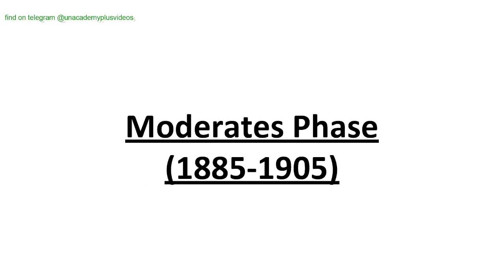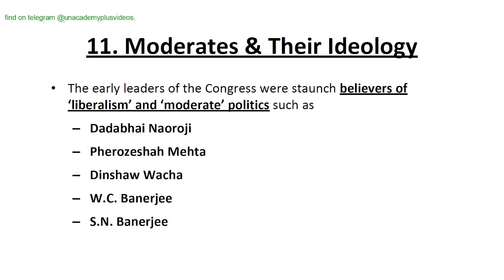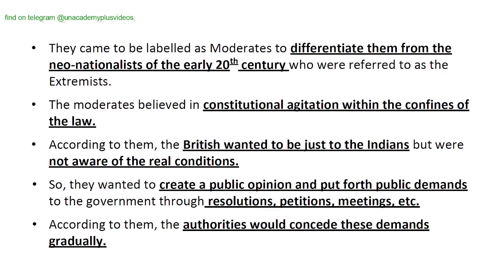Now begins the moderates phase from 1885 to 1905. Moderates and their ideology. The early leaders of the Congress were staunch believers of liberalism and moderate politics, such as Dadabhai Naoroji, Feroz Shah Mehta, Dinshaw Wacha, W.C. Banerjee, and S.N. Banerjee. They came to be labelled as moderates to differentiate them from the neo-nationalists of the early 20th century, who were referred to as the extremists.